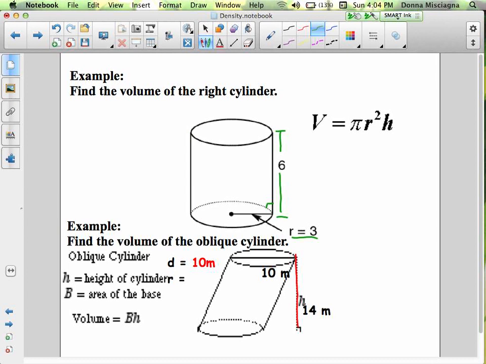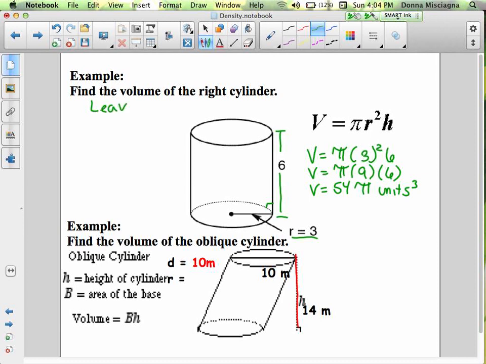So to calculate the volume of the cylinder, the volume is just pi times the radius squared times the height. We'll square first, so that's pi times 9 times 6. So the volume of the cylinder is 54 pi units cubed. We are going to always leave your answer in terms of pi. We want the exact answer.